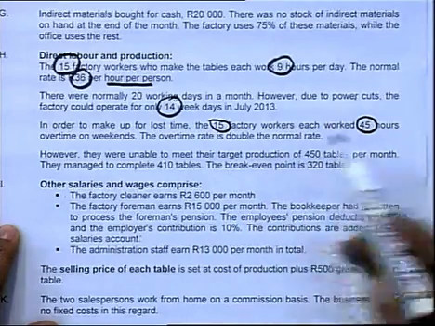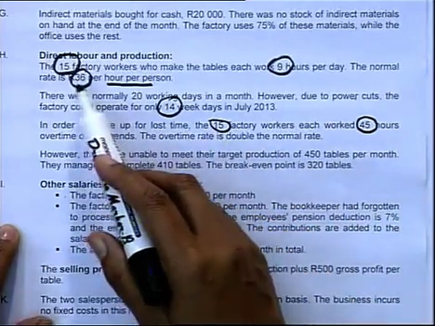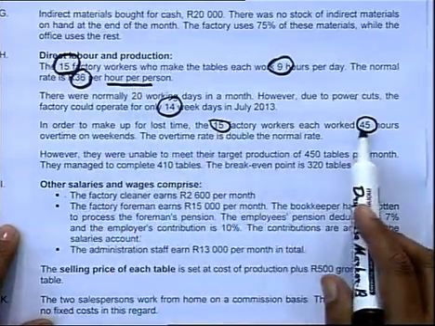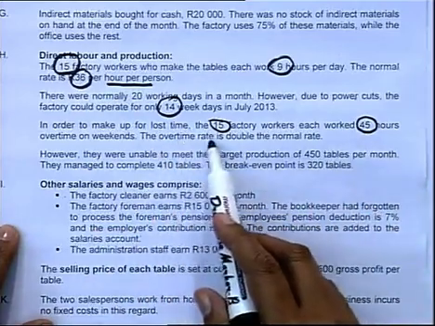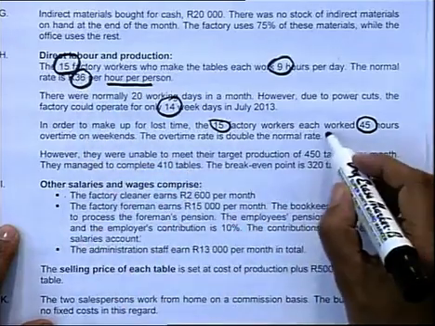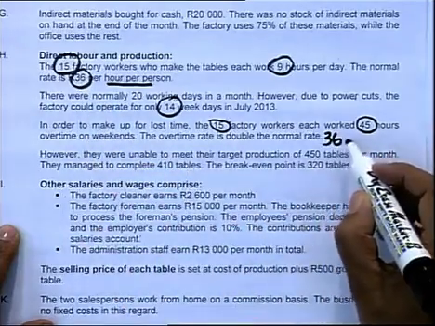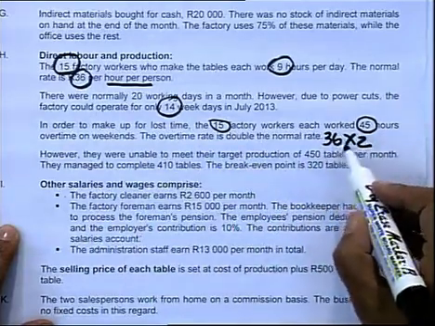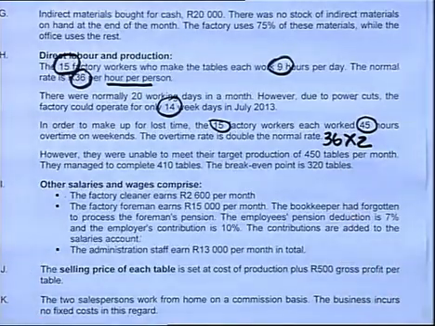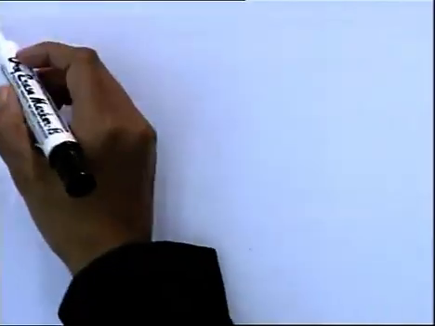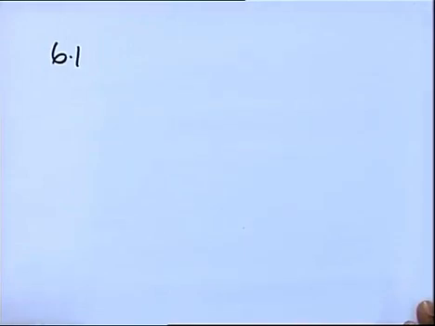At which rate? Because now we need to know the rate they are working. That is 36 Rand per hour. But what was the overtime rate? The overtime rate is double the normal time rate. So if the normal time rate is 36 Rand, then the overtime rate is 36 times 2 or 36 plus 36. So let's calculate the first question, which is 6.1. Let's calculate that using the information that was given.